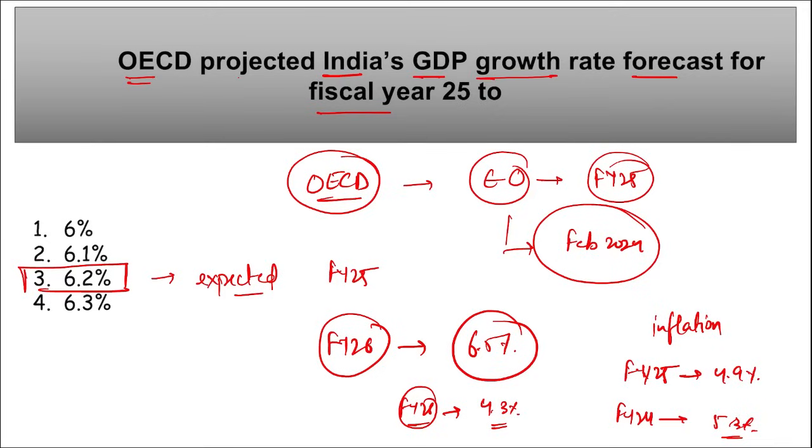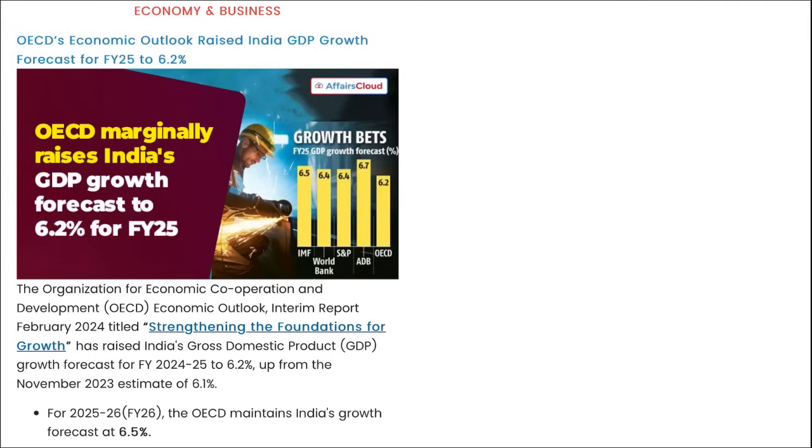Let me tell you again that these are the projected ones, the expected ones, right? So these keep on changing as per the economic outlook, as per how the global economy plays out. Next is economy and business, and we saw OECD's economic outlook was released for India's GDP growth rate, that is 6.5% for fiscal year 25.